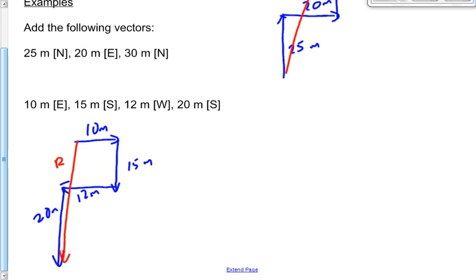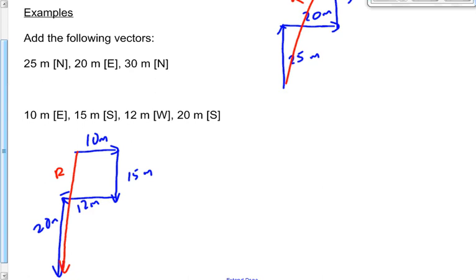How do you calculate the length of that red line now? How do you calculate the sum of all of these vectors when you don't have a triangle? Remember what we said the goal was? The goal is to always get a vector diagram that is a right-angled triangle. These are all right angles, but it's not a triangle. So let's do some components here.